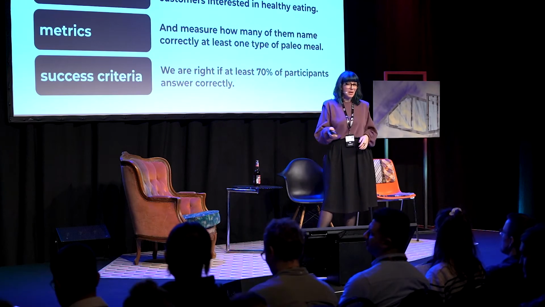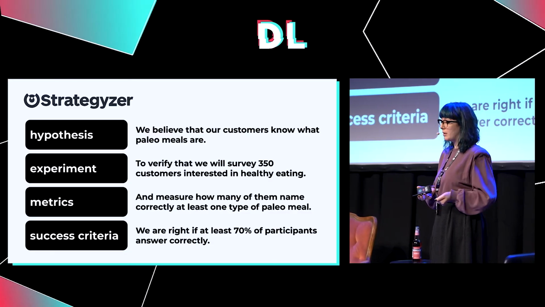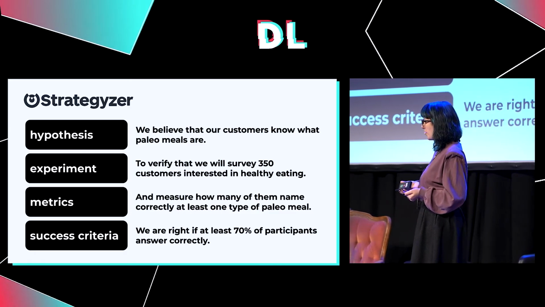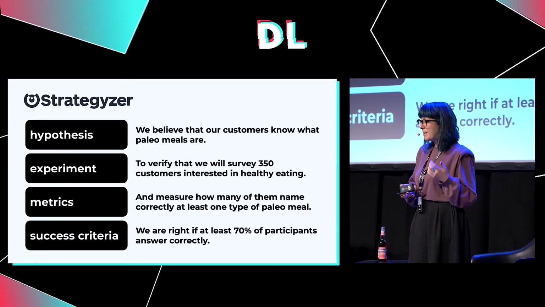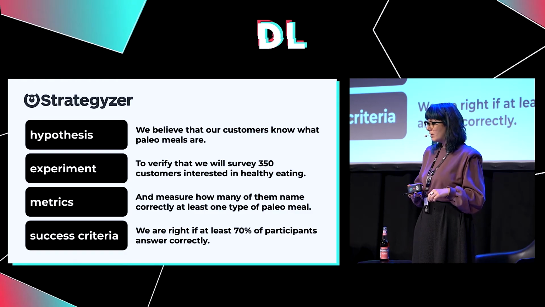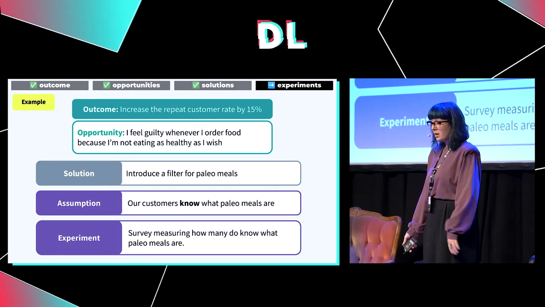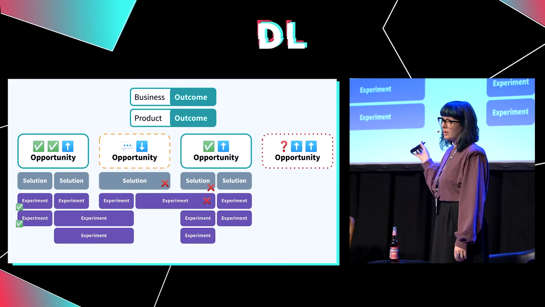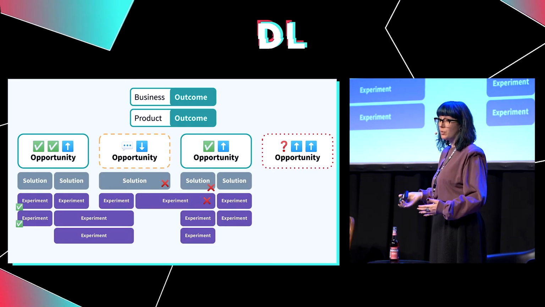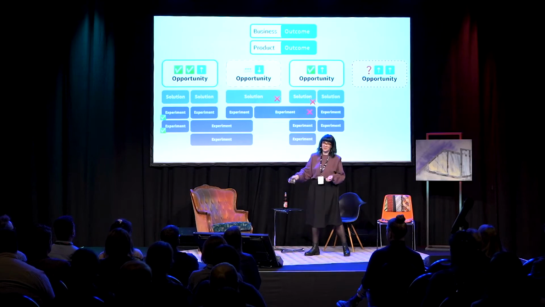Strategyzer created a great template for working with experiments, and that's how it can be applied to our example. We believe that our customers know what paleo is. To verify that, we will survey 350 customers interested in healthy eating and measure how many of them name correctly at least one paleo meal. We are right if at least 70% of customers answer correctly. So here we are with our experiment. We can conduct it and then visualize the results on the tree. And with this, we should be able to decide which solution to build. Hint, it's the one with the green check marks.